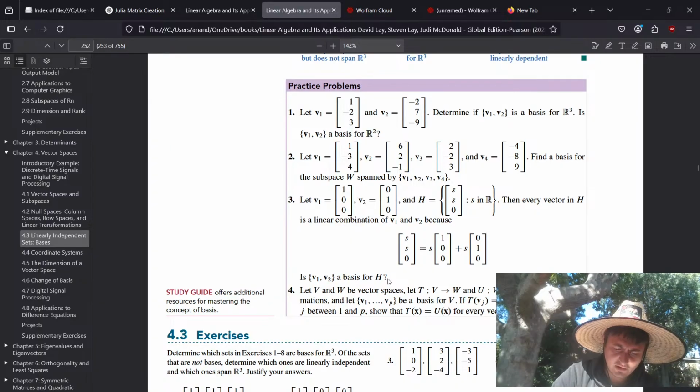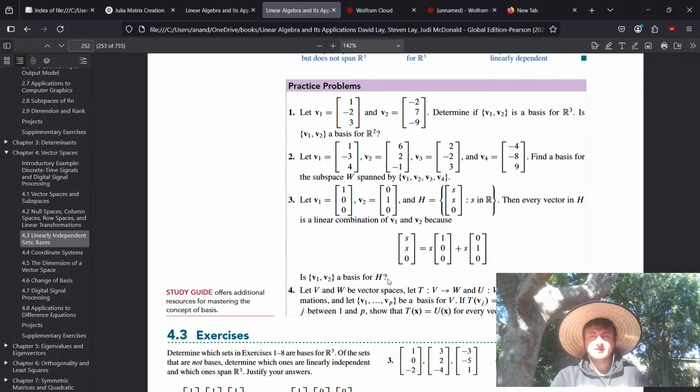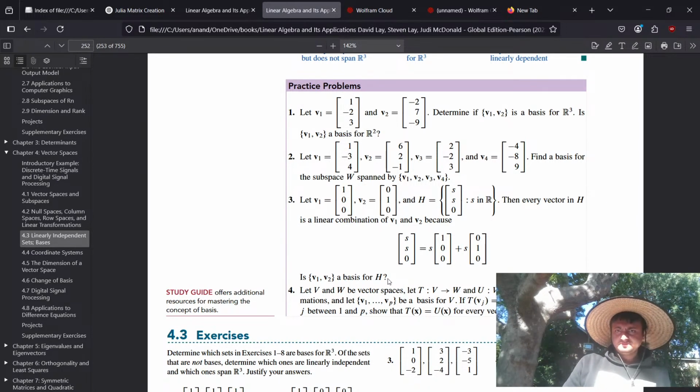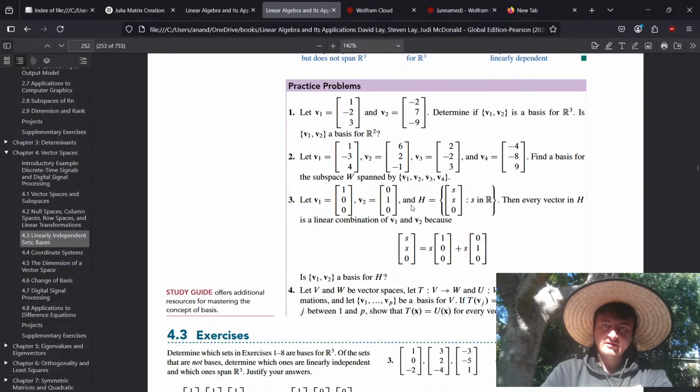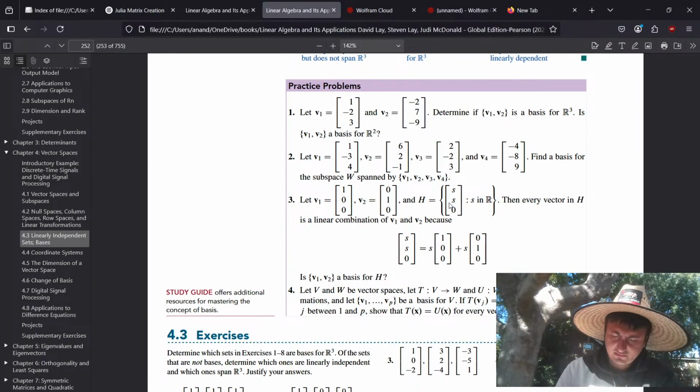And that's just going to be no, because the span of V1, V2 is bigger than H, meaning that there are combinations that you can reach from these two vectors that are not in H. So, okay.